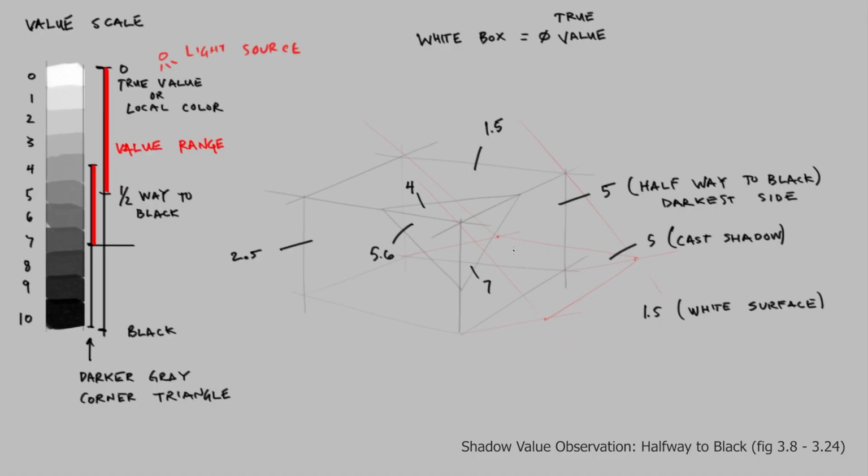Because the cube is sitting on a white surface, which we defined, that cast shadow will also be a value of 5. Since I have that value scale there on the right, I'm able to eyedrop those values pretty easily. So to start with the rendering process here, I usually paint the local color of the entire object just to kind of get a base down.